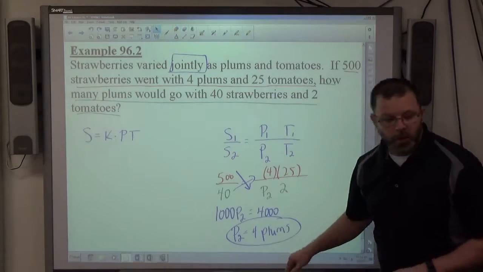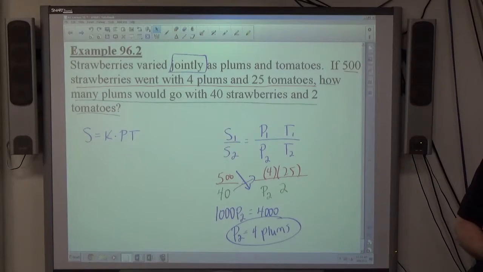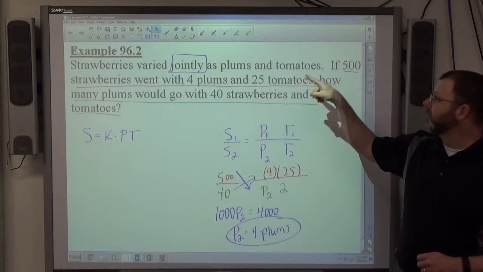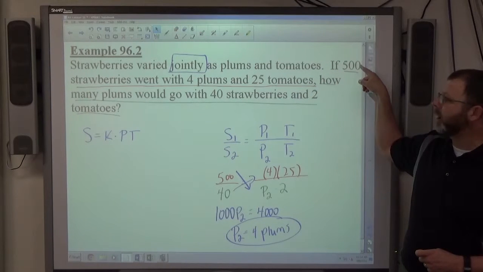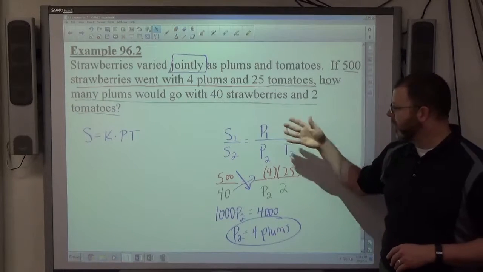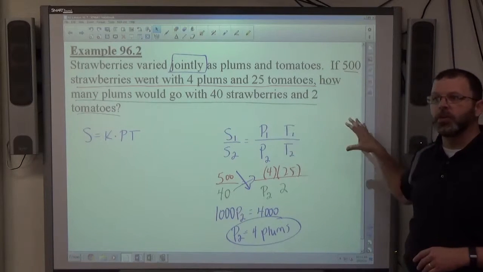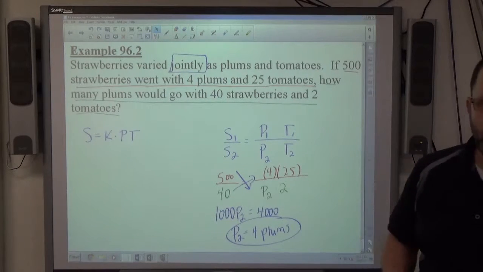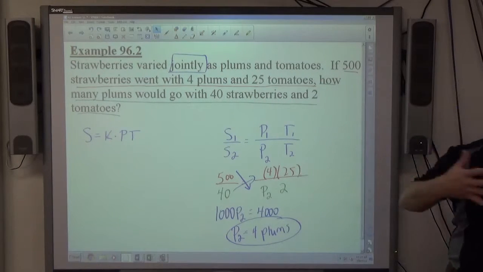Alright, so that's a joint variation. It's the same as direct, except there's multiple things. You can vary jointly as many things. Varies jointly as plums, tomatoes, weeds, and grasshoppers, whatever. Alright, but every single thing that it varies jointly as goes up on like 1 over 2, 1 over 2 for each individual thing. So keep that in mind that a joint variation can be multiple things.